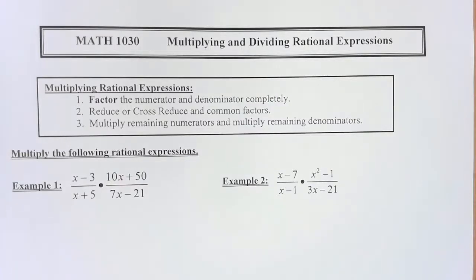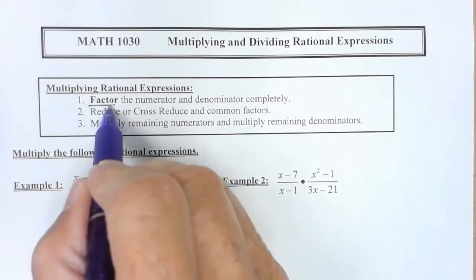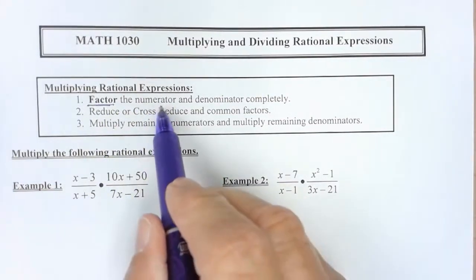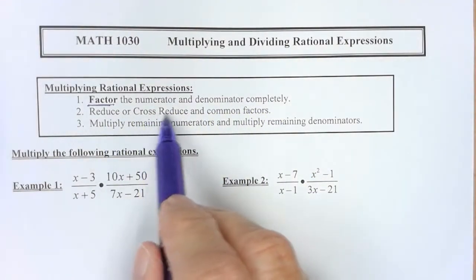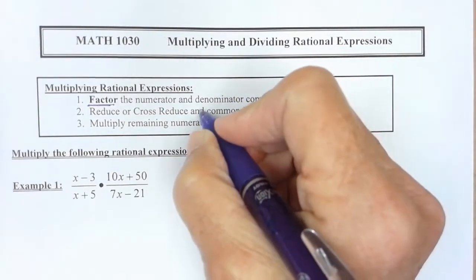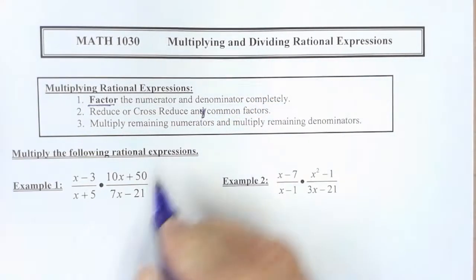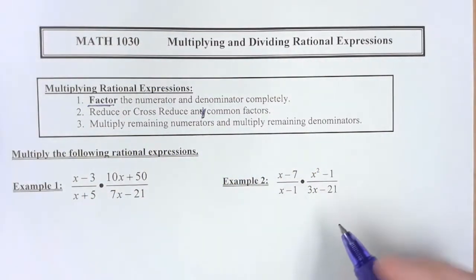Multiplying and dividing rational expressions. Multiplying rational expressions: factor first the numerator and denominator completely. Reduce or cross-reduce any common factors. Multiply remaining numerators and multiply remaining denominators.